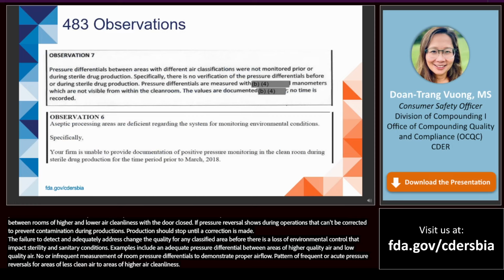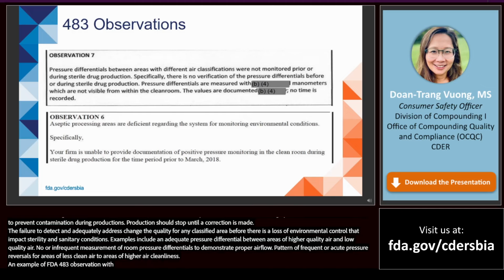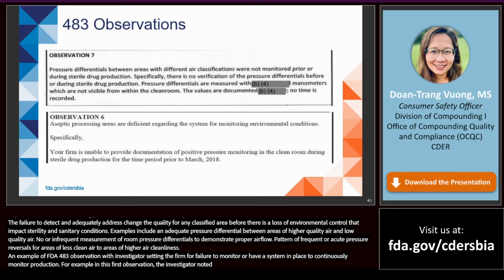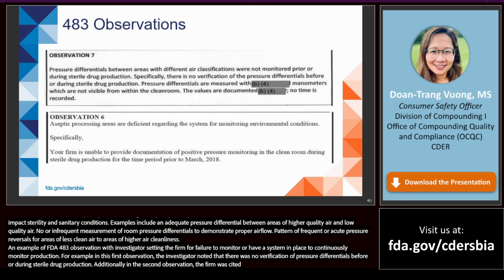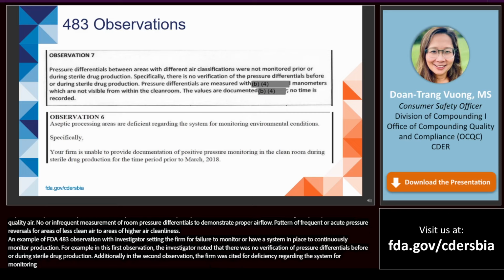I have two examples of FDA 483 observations where the investigator cited the firm for failure to monitor or have a system in place to continuously monitor for differential pressure during production. For example, in this first observation, the investigator noted that there is no verification of pressure differentials before or during sterile drug production. Additionally, in this second observation, the firm was cited for deficiency regarding the system for monitoring environmental conditions. Specifically, the firm was unable to provide documentation of positive pressure monitoring in the clean rooms during sterile drug productions.